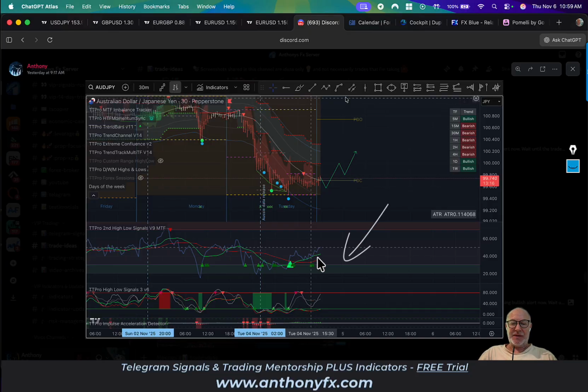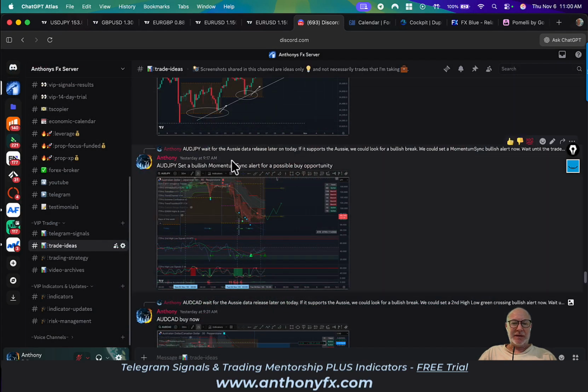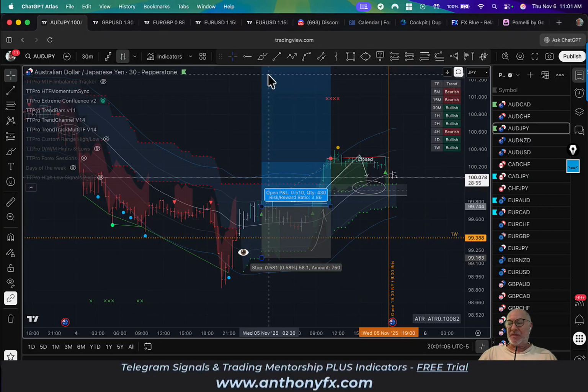Got a few other things going on down here to back up this, but I'm just wanting to show you the signals and just show you how you can follow this just like paint by numbers. Right? So very clear. And I'm working on keeping this really, really simple. So let's have a look at the Aussie Yen. Here was the idea for a start.